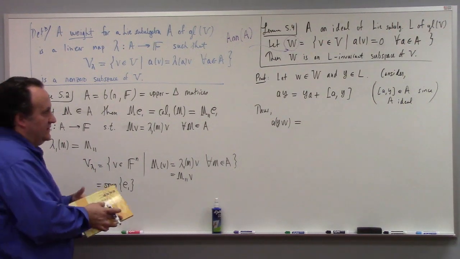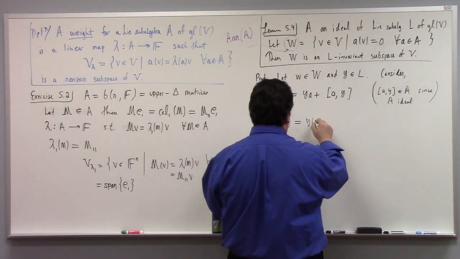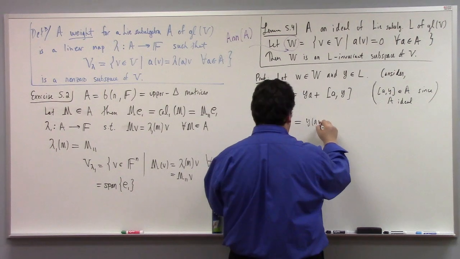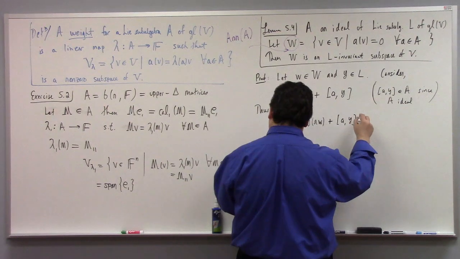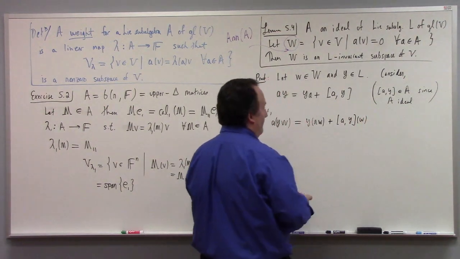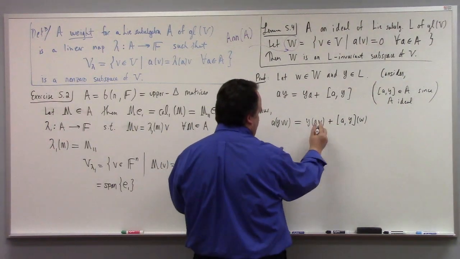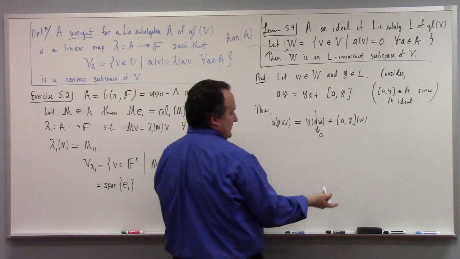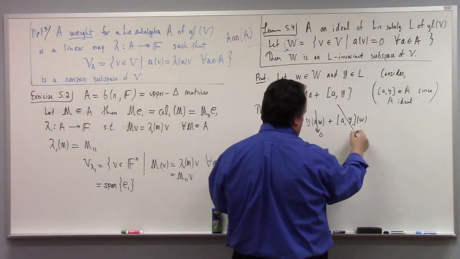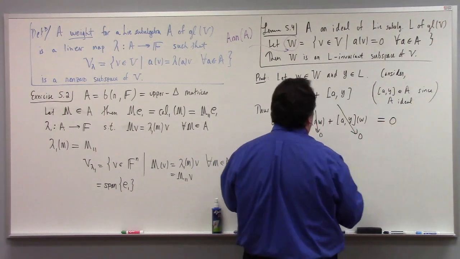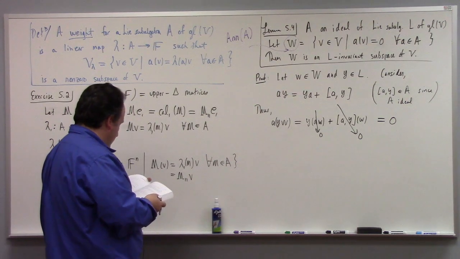Okay, so then we've got y, a, w, plus the bracket of a, y with w, right? But what's the deal? This, by assumption, is 0. So y of 0 is 0, right? And again, this is in A, so this is also 0. So you get that that's 0, right? And what's that mean?